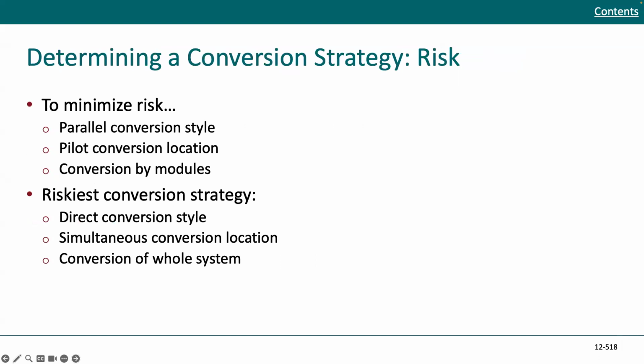So in terms of the risk, to minimize the risk, parallel conversion style would be good. You can have pilot conversion locations. That would be one way of dealing with it. And you can do conversion by modules. The riskiest conversion strategy would be a direct conversion style, simultaneous conversion locations, and conversions of the whole system.